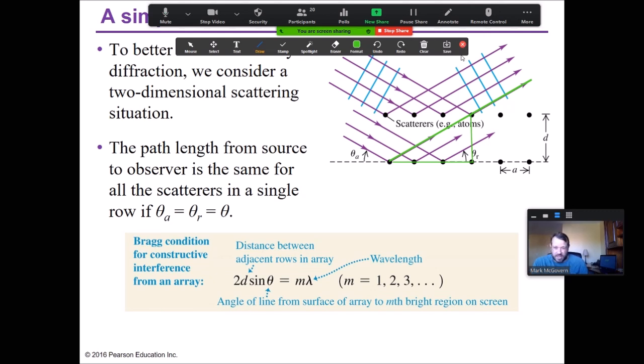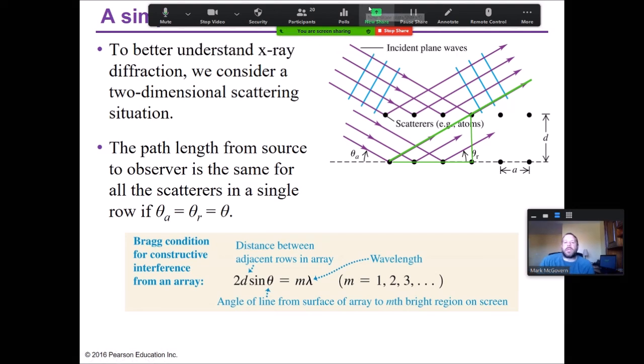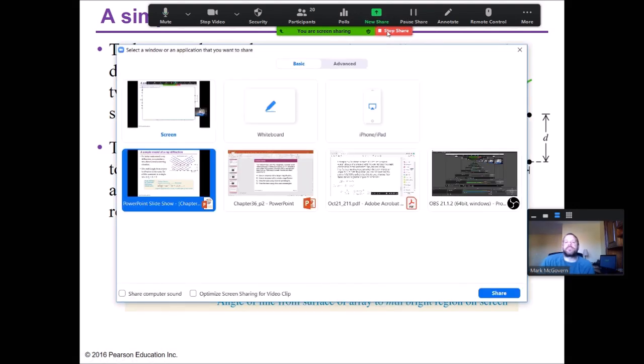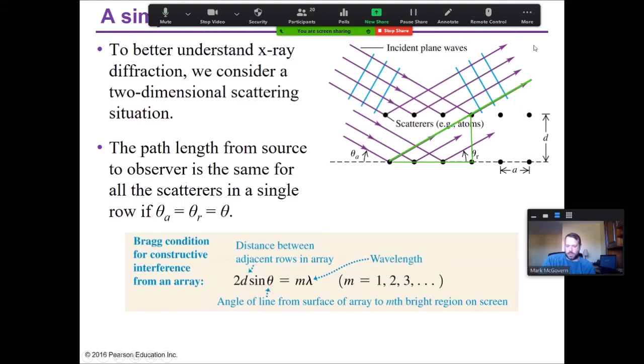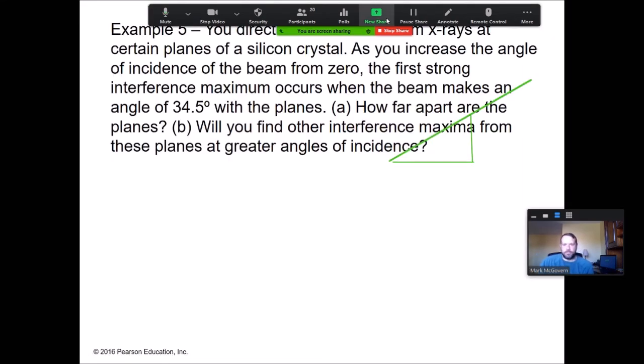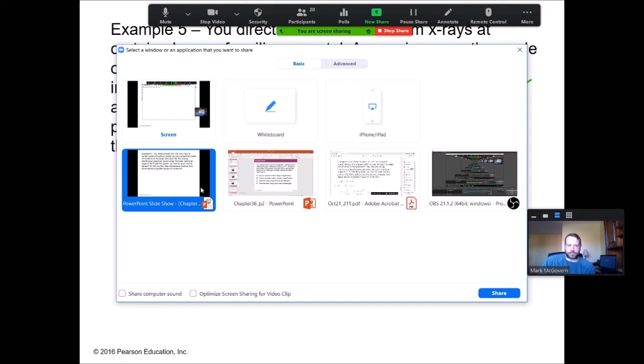So, let's see here, hold on. Okay, good. So we had an example here, I believe. Let's do that. Or do I? I do. Let's do it. All right.